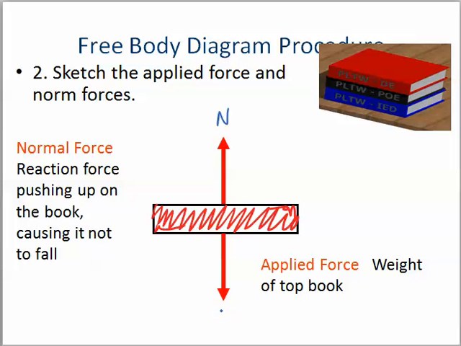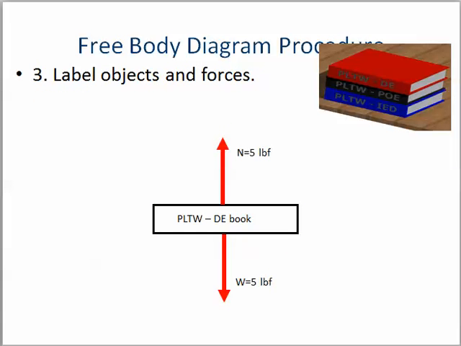And a lot of times we'll subscript this as F sub W. And this is just telling us the normal and the weight. Now, in this case, label objects and forces. Well, the book is here in the middle, and the normal is 5 pounds pushing up, and the weight is 5 pounds pushing down. Well, how do we know they're both 5 pounds? Well, earlier it told us that the book weighed 5 pounds. So we know the weight has to be 5 pounds.